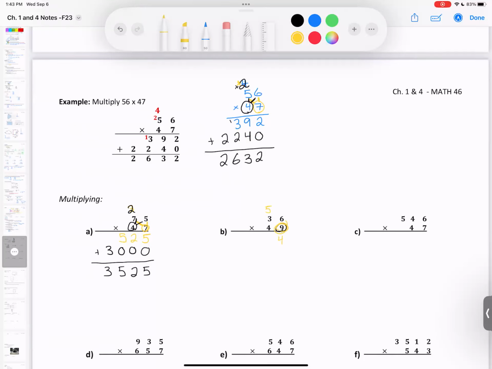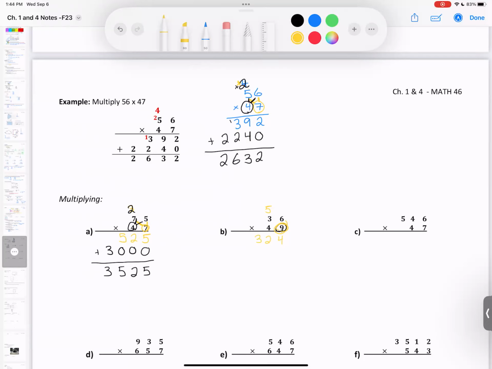And if you don't know the finger trick for your 9 multiplication, let me know and I'll show you in person. It's easier to show you in person. Now we've got 9 times 3, that's 27. Then we're going to add the 5. So 27 plus 5 gives us 32.